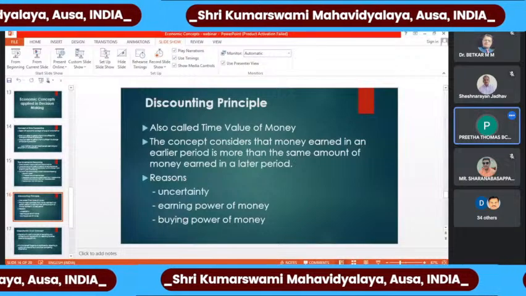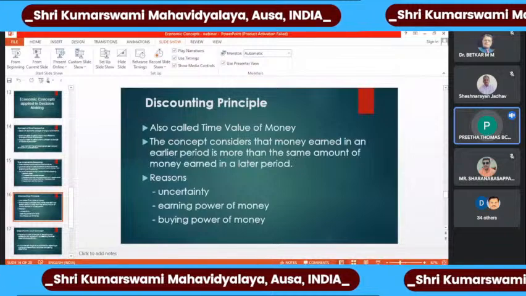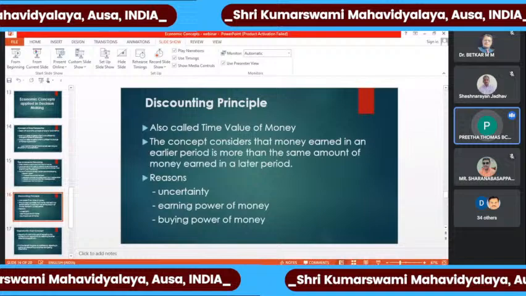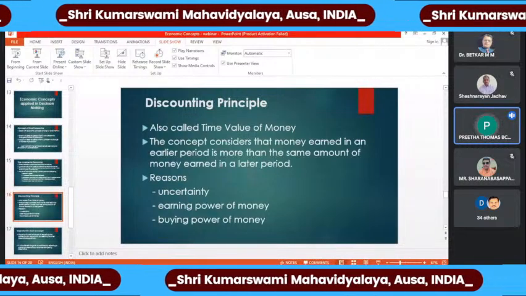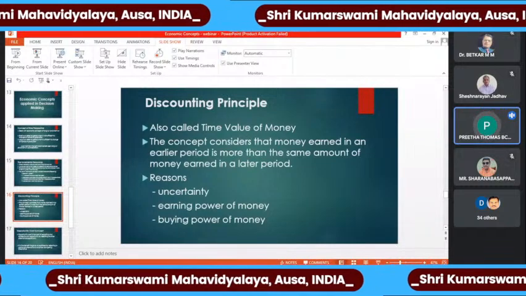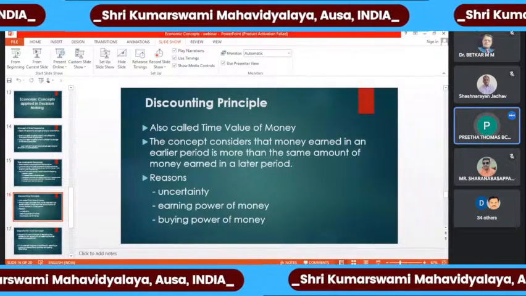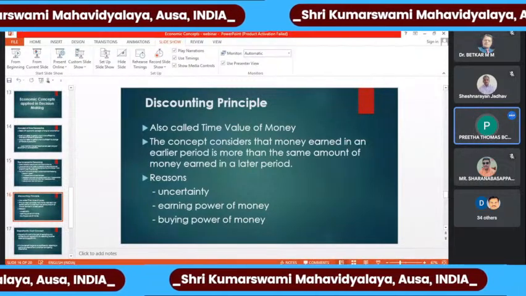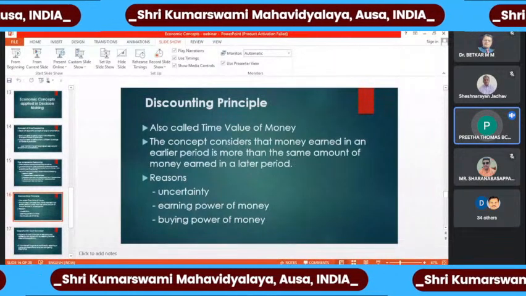Okay, third one, a very interesting one. I think many of you must be knowing this. It is known as the discounting principle, or time value of money. Time value of money is what you must have heard our parents or grandparents say, that during our time, with 100 rupees, what all things used to come, right? We used to buy one month's full ration using 100 rupees, right? Today's generation, 100 rupees is not sufficient for buying even one burger, right?